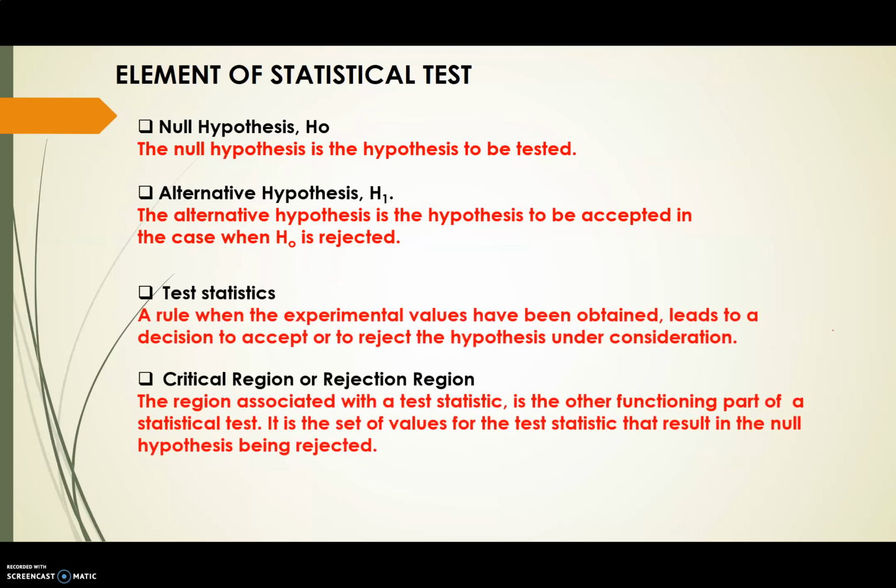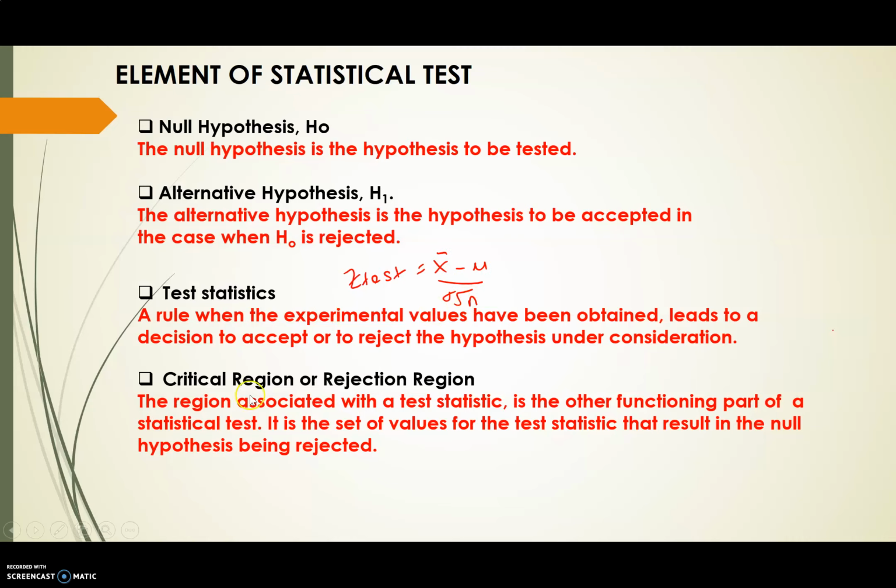Next, we have the term test statistic. A test statistic is a rule which, when the experimental values have been obtained, leads to a decision to accept or to reject the hypothesis under consideration. For example, our test statistic can be the z-test. If we have a z-test, it can be written as x bar minus mu over sigma over square root of n.